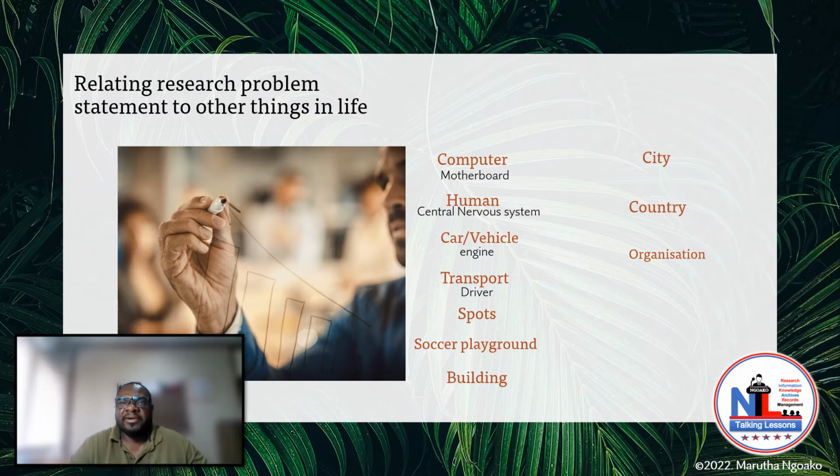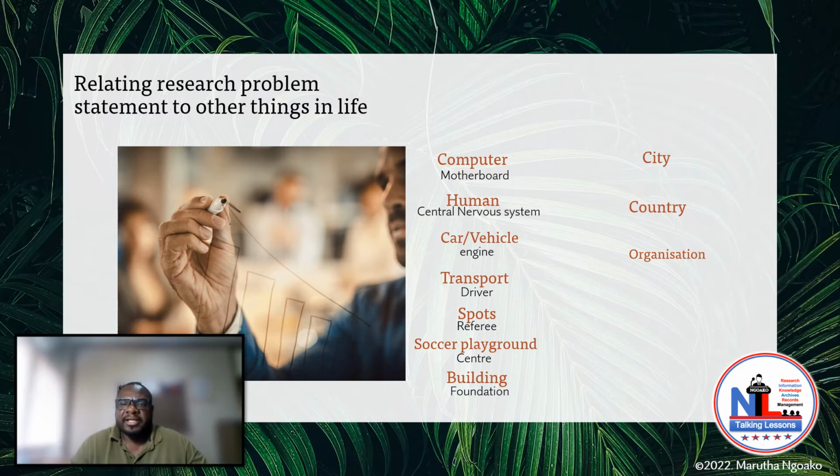In transport, the driver is a good example of the research problem, because without a driver, the transport cannot move. And in sport, I'll refer to the problem statement as a referee, because the referee controls everything in sports, and the referee can stop the game at any time. And for soccer, on the playground, I'll refer to it as the center where the game starts. The game starts at the center of the soccer playground.